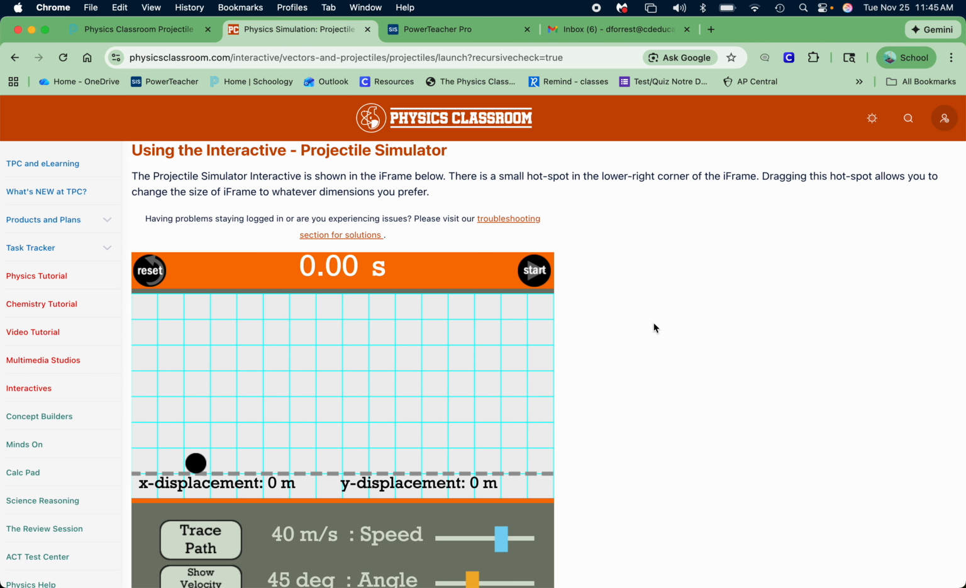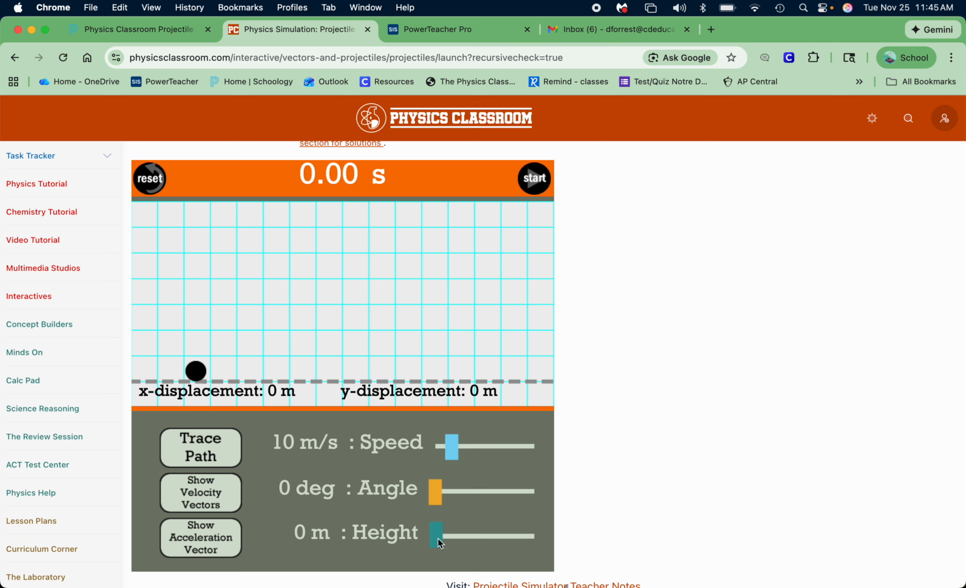So the initial instructions for part 1 say to set the speed to 10 meters per second. So I think that's the slowest. Nope, 10. And then angle to 0, and then height to 100. Okay, so I would select all these.